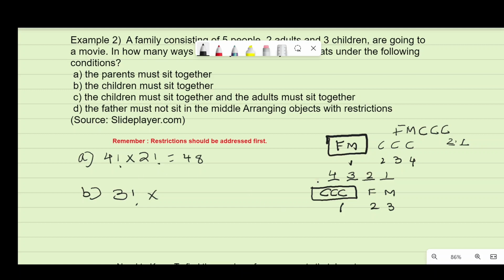Now we consider the grouping. Group of 3 children. How can these 3 children be seated now? There are 3 people, so this one can sit first or this one. So now these 3 people can always be seated in 3 factorial ways. So the final answer is 3 factorial times 3 factorial, which is 36.